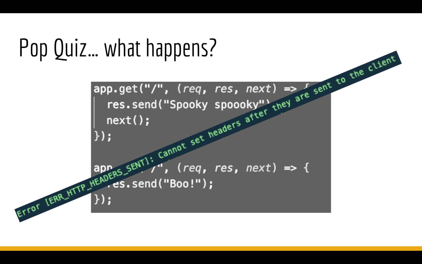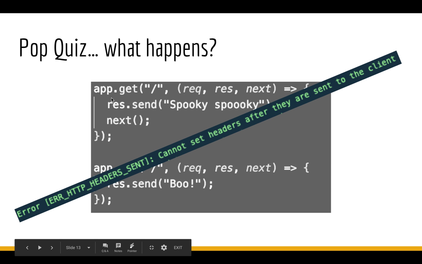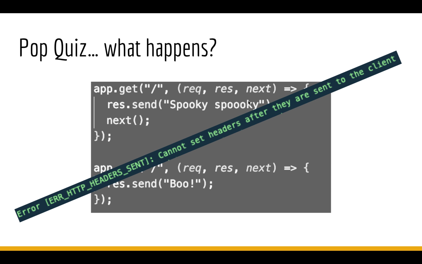All right, the answer is that we're actually going to get this error, because what's going to happen is we're going to be sending this response back, res.send spooky spooky, that is responding to the request. But then we're telling Express, okay, just keep looking for other things. So you're going to hit next, it's going to look at the next item in the pipeline, and then it's going to try to send res.send boo. But the problem here is that we've already responded to the request. So that's why it's saying here, cannot set headers after they are sent to the client, because we sent something to the client here, and then now here we're trying to send something again, and it won't let us.